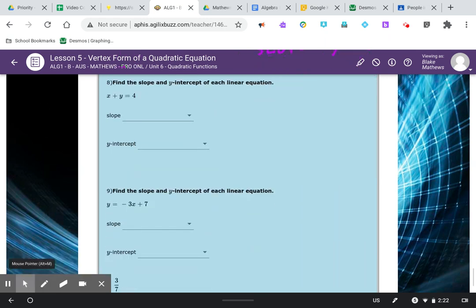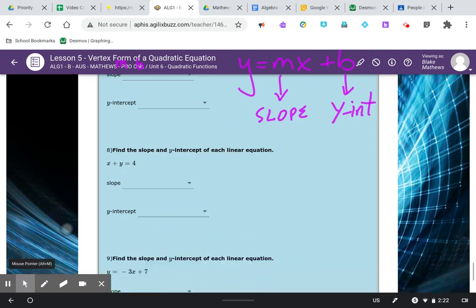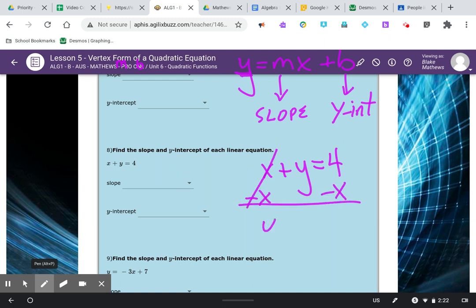Now, that would also work for number 9. What about number 8? Well, in order to do number 8, you first need to take this equation and make it be in slope-intercept form. So that means we need to get the y by itself. In order to do that, we're going to move the x over by subtracting. And we get y equals negative x plus 4. And then I can identify the slope and y-intercept of that equation.